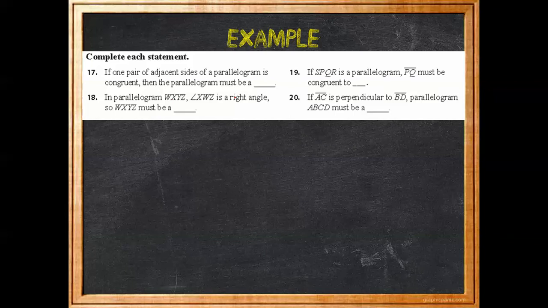This is working backwards. Given this information, what do you know about the parallelogram? If one pair of adjacent sides of a parallelogram is congruent, and adjacent means next to each other, so one side is congruent to the next side, then that parallelogram, for 17, has to be a rhombus or a square.